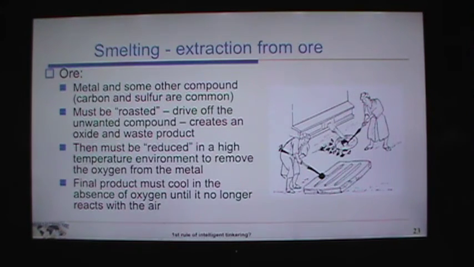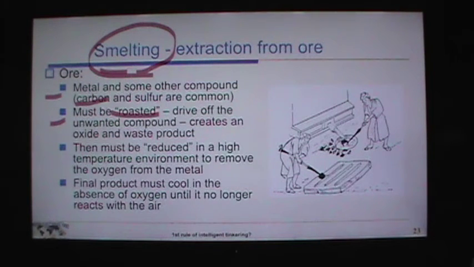So how do we get the ore, the raw rock, if you will, down to the metal? In ore, this is a process called smelting. Some other compounds, carbon and sulfur, are found with that metal. And those things have to be roasted out. You have to get rid of those unwanted compounds. It creates a metal oxide, and a waste product, which contains the carbon or sulfur or whatever it is.